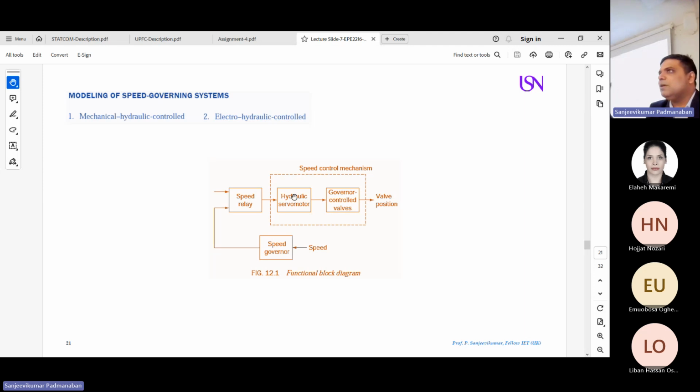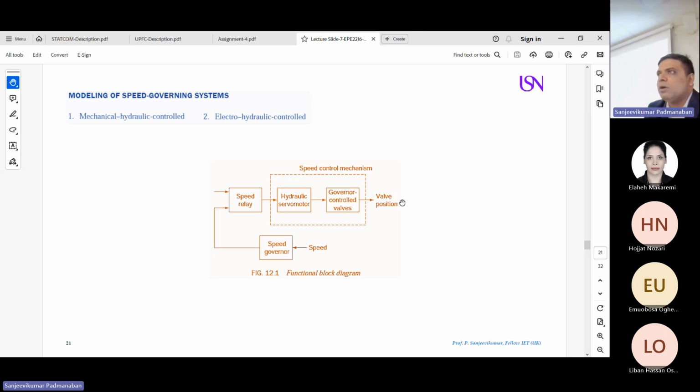I'm not talking too much based on control. I'm just talking in generalized terminology. So why do we go for a servo system? A servo system follows exactly the input and produces the output, neglecting all the disturbance. Then it is given to a governor controlled valve, which is the valve of your hydropower plant, and you get the position. So this is the functional block diagram of your speed governing system.